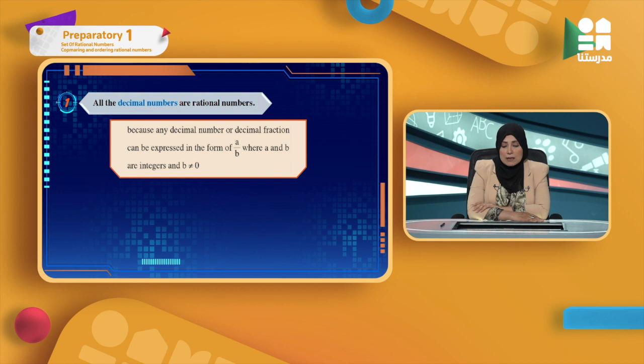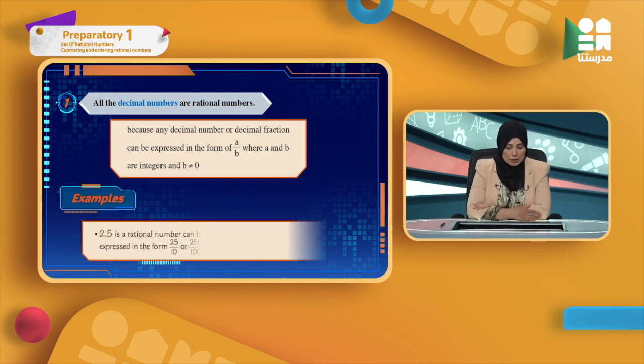Here we have the first hint. All the decimal numbers are rational numbers. How do we know that? Because any decimal number or decimal fraction can be expressed as A over B, where A and B are integers and B is not equal to 0. For example, 2.5. How many decimal places are there in 2.5? Just one decimal place, which is 5. And as we know, we can write 2.5 as 25 over 10.